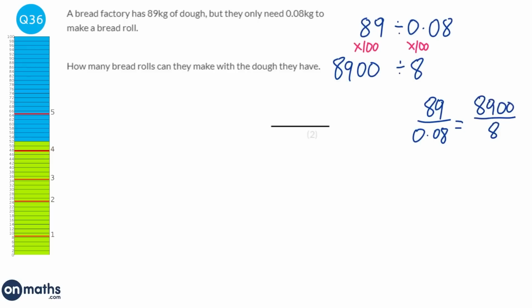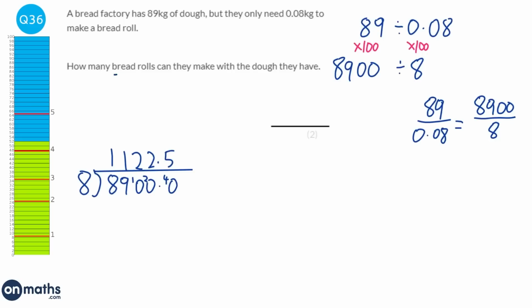So now we can do the bus stop method. So 8 on the outside, and in fact, I might use a straighter line here. There we are. And we've got 8,900 on the inside. So 8 into 8 go 1, 8 into 9 go 1, remainder 1, 8 into 10 go 2, remainder 2, and 8 into 20 go 2, remainder 4, and 8 into 40 go 5.